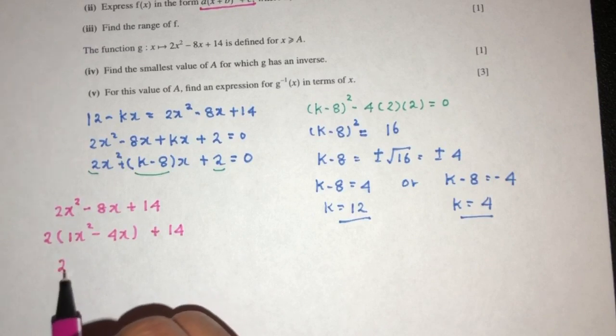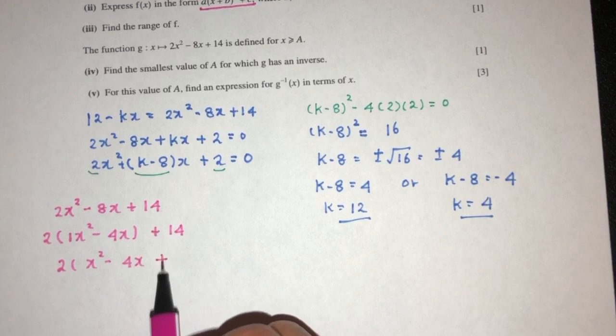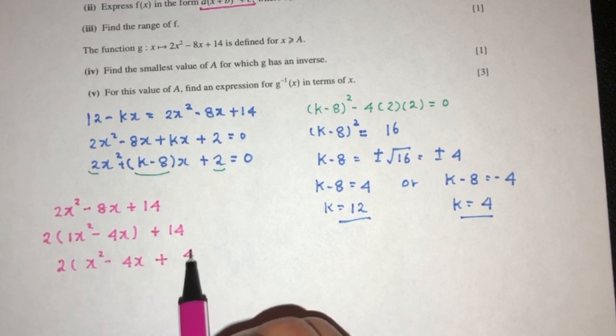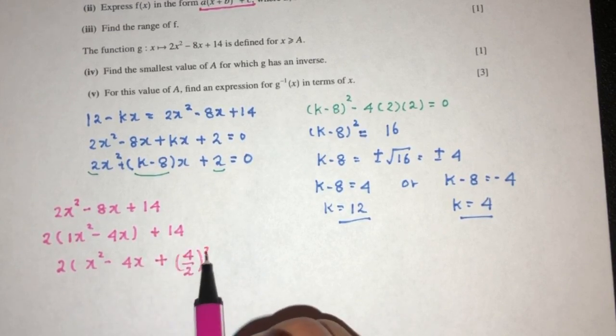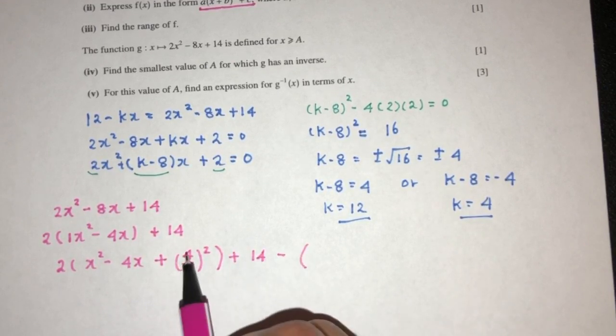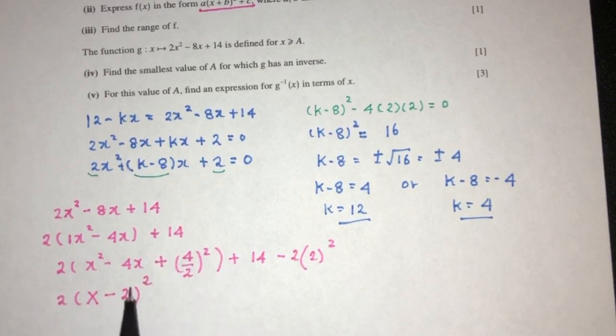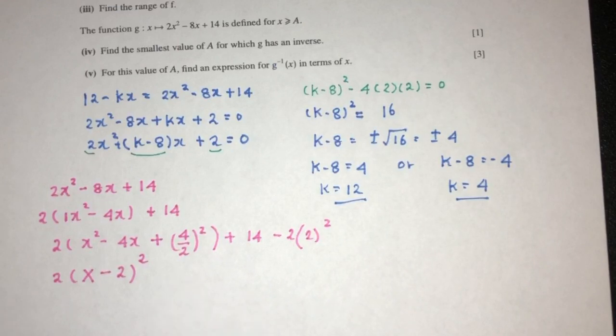Here we have 2. Here we have x squared minus 4x. We have to add something. We add the value over here, which is 4 divided by 2, squared, plus 14. Now when you add something, you have to remove the same thing. That should be 4 divided by 2 is 2, squared. Now since it was inside the bracket, we have to also give it the value of 2. So simplify 2. Here we have x, right, x minus, inside we have 2, and here we have square. So this becomes this. That's the main idea for this step.